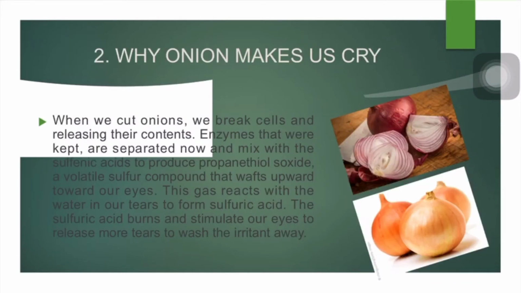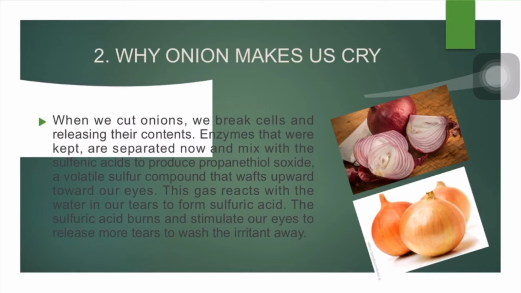And then the second one is about why onions make us cry. Have you ever cut an onion before? The answer is chemistry. When we cut onions, we break cells and release their contents.